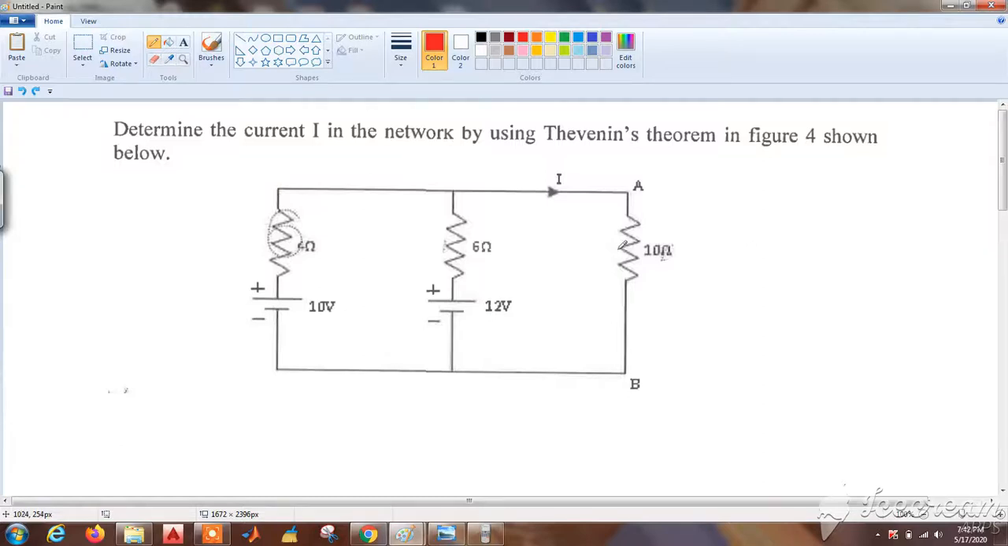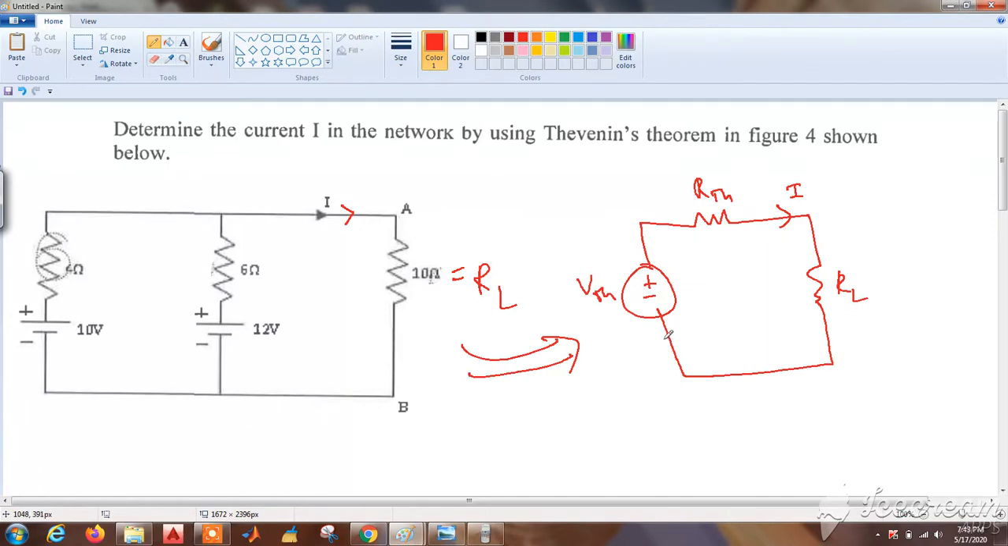Determine the current I in the network by using Thevenin's theorem shown in the figure below. So we have to find this current I shown here. Our I is flowing through the resistance 10 ohms. So indirectly he's trying to say that our load resistor is 10 ohms.